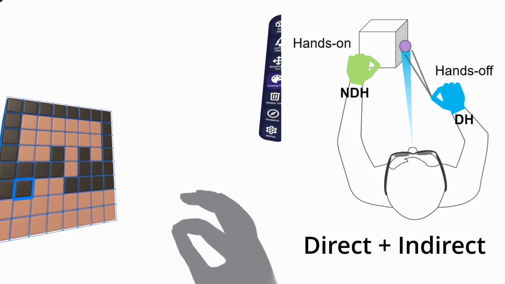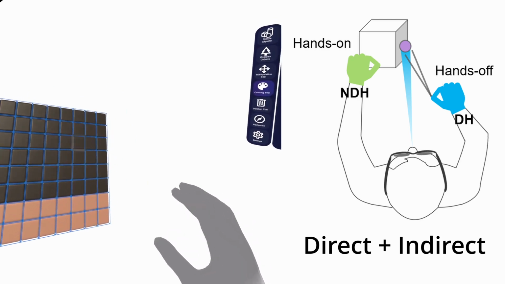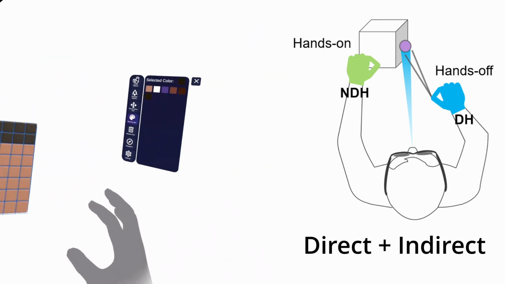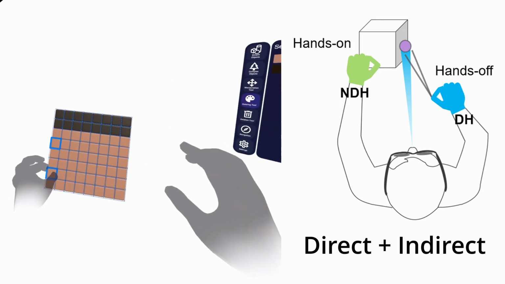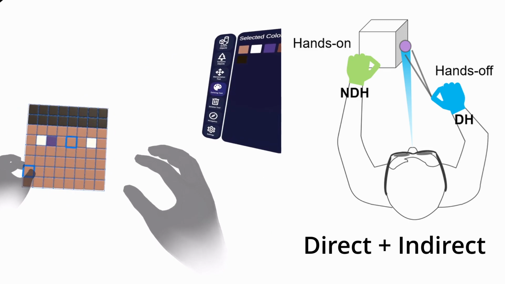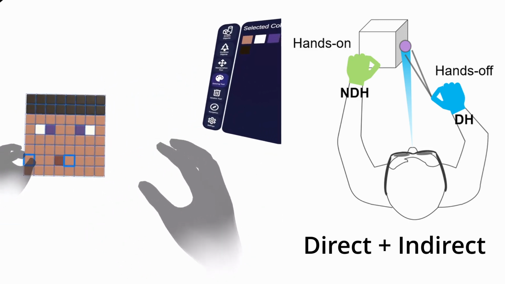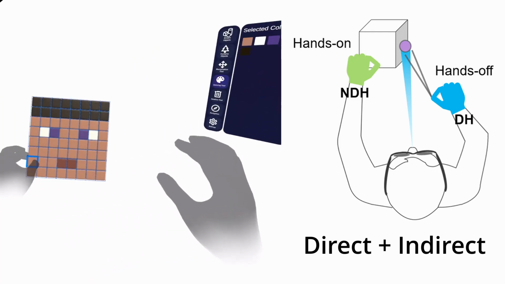This application demonstrates directly grabbing a cube using the non-dominant hand, allowing the user to easily set the reference frame for the dominant hand by rotating the cube before the dominant hand colors desired parts of the cube. The indirect manipulation on the dominant hand enables quick and accurate selection of the voxels of the cube using gaze.